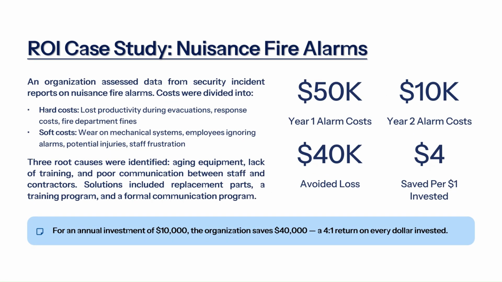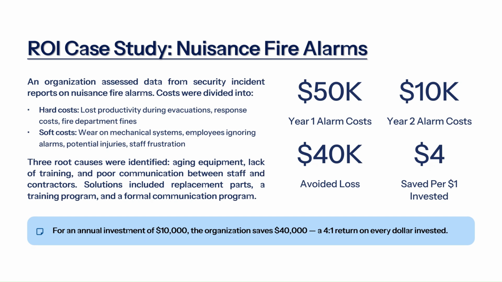This case study illustrates how addressing nuisance fire alarms can generate substantial savings. Frequent false alarms create hidden costs, disruptions, lost productivity, emergency response expenses, and reputational impact. By investing in corrective measures such as system upgrades or staff training, an organization can significantly reduce alarm incidents. Over time, the reduction in false alarms translates into avoided losses that exceed the initial investment.